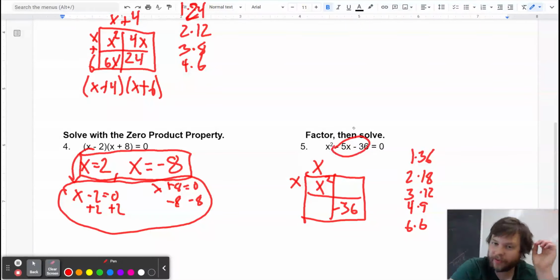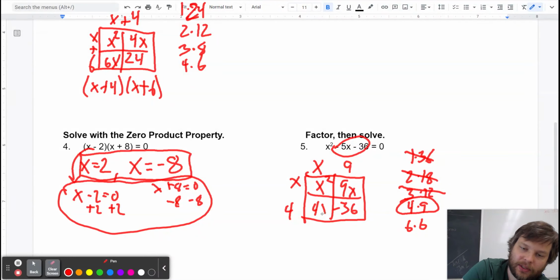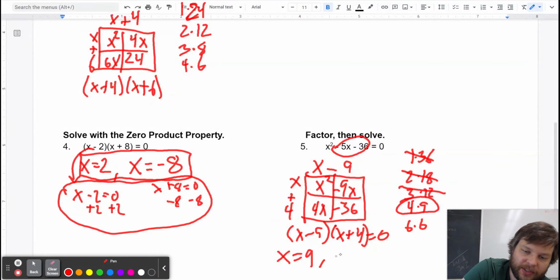Because there's some negatives involved, I'm going to think of subtracting those. 1 and 36 don't subtract to make 5. 2 and 18 don't subtract to make 5. 3 and 12 don't subtract to make 5. So that's 4 and 9. So I'll put a 9 and a 4. I'll get a 9x and a 4x. And I can see that it needs to be the 9, that's the negative one, in order to subtract to make negative 5. Now I have it in factored form. X minus 9 times x plus 4 equals 0. And I can write my solutions of x equals positive 9 and x equals negative 4.